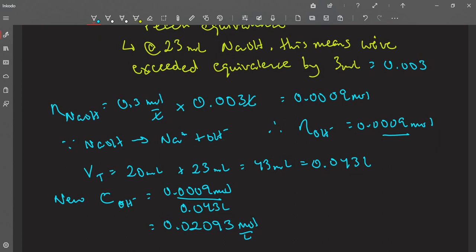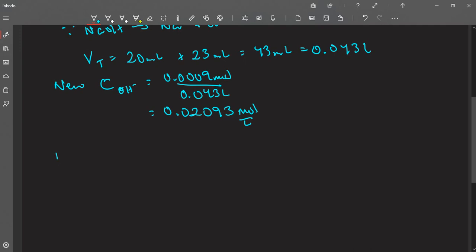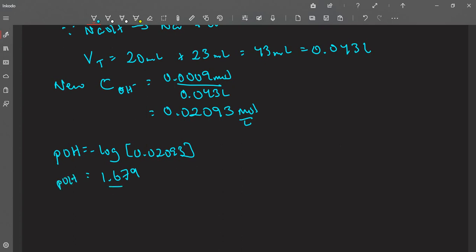Okay, so that's an important number because now we can take that and plug into, nope, not our pH, let's erase that. We can take this concentration, plug that into, right, our pOH, which is negative log, okay, which gives us 1.679 is our pOH. Probably should have included another digit here.